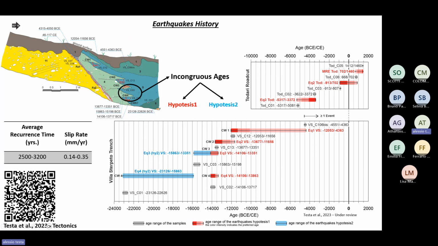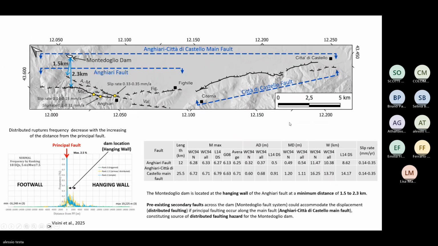These data were published in Tectonics in 2023, and we also constrained a slip rate of 0.14 to 0.35 millimeters per year, which is actually close to the lower boundary of the slip rate that we constrained with the cosmogenic nuclide dating. So at the end, we got the fault parameters we need for the modeling.